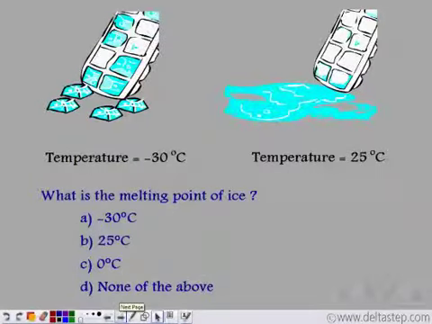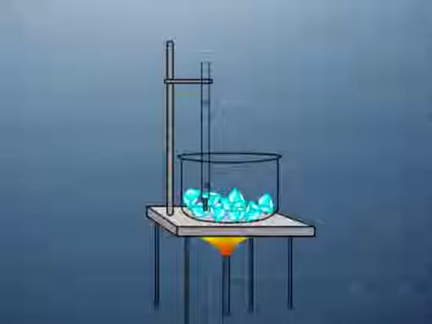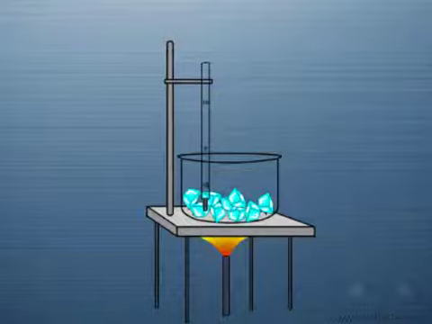What do you think is the melting point of ice? The temperature of ice, when you take it out of the freezer, is minus 30 degrees Celsius, and it changes to water at room temperature, the room temperature being 25 degrees Celsius. So is the melting point of ice minus 30 degrees Celsius, 25 degrees Celsius, 0 degrees Celsius, or none of the above? Let's perform an experiment. Let's check the melting point of ice.